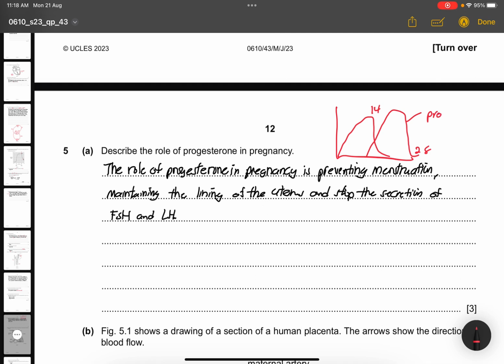Okay. So the role of progesterone in pregnancy is to prevent menstruation, because during pregnancy we don't want menstruation to happen. It also helps to maintain the lining of the uterus because it has been thickened already, and to stop the secretion of FSH and LH.